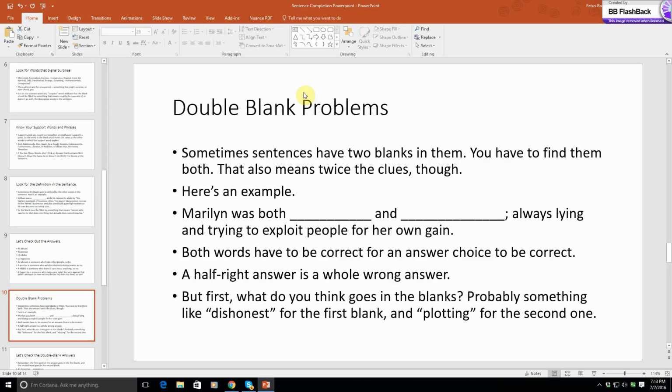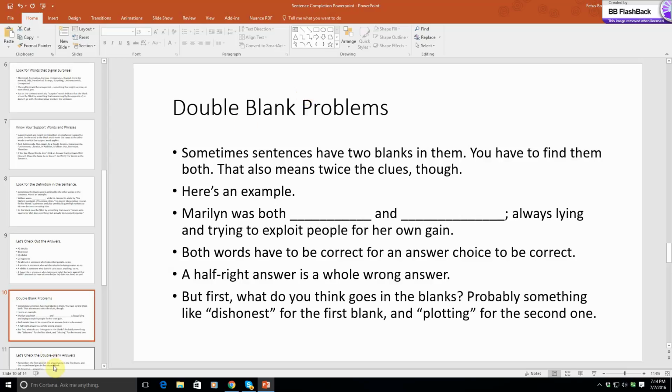Probably something like dishonest for the first and plotting for the second one, because the first blank is probably going to have to go with the first adjective, lying, and then the other one's going to go with the second description, trying to exploit people for her own gain. What I mean is the second one goes with the second description. So the second blank will have to be something that means trying to exploit people for her own gain. So maybe plotting, scheming, something like that in the second one.